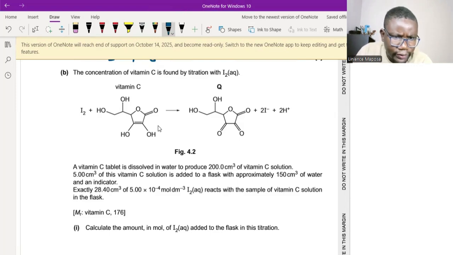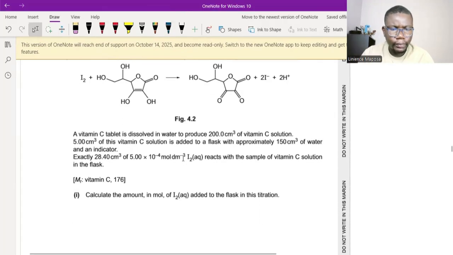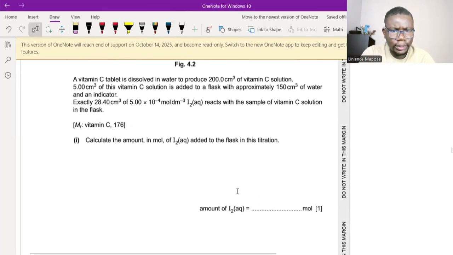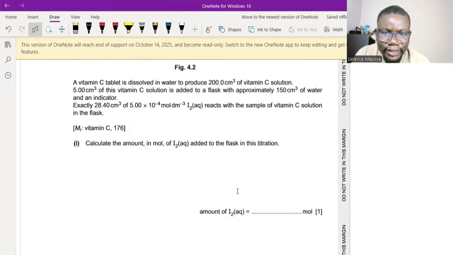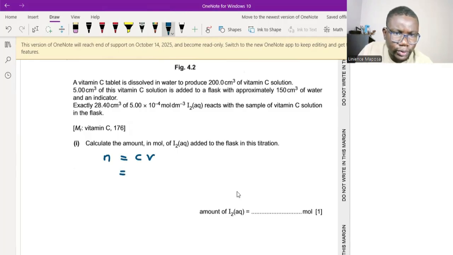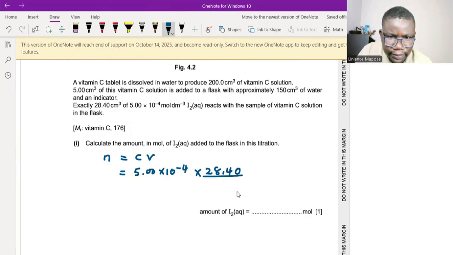Exactly 28.4 cm3 of this concentration of iodine reacts with the sample of vitamin C solution in the flask. Let me read the question. Calculate the amount in moles of iodine added to the flask in this titration. Number of moles is equal to concentration times volume. So concentration is 5.00 times 10 to the minus 4, multiplied by 28.40, but divide this by 1,000 because its volume must be in decimeter cubed.